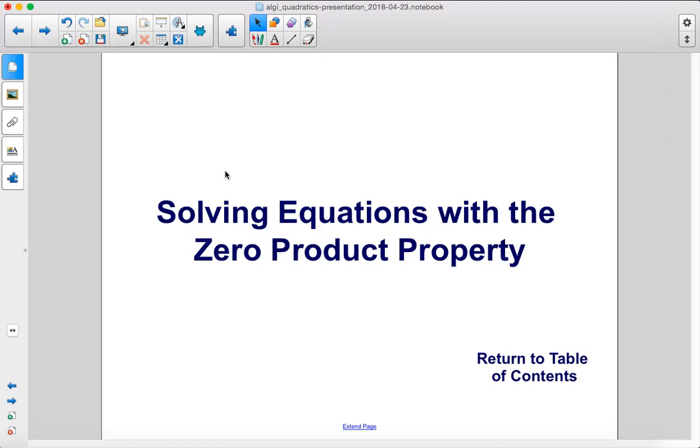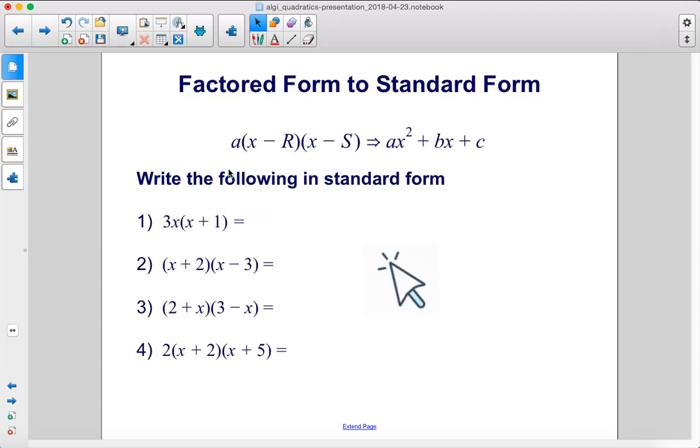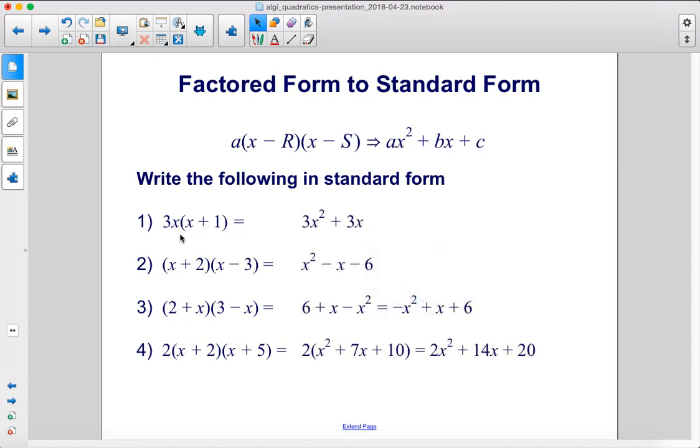Solving equations with the zero product property. Write the following in standard form. Alright, so this one, when multiplied out, would become 3x squared plus 3x. This one, using FOIL, would be x squared minus 3x plus 2x minus 6. And combining the two like terms, you'd get this.